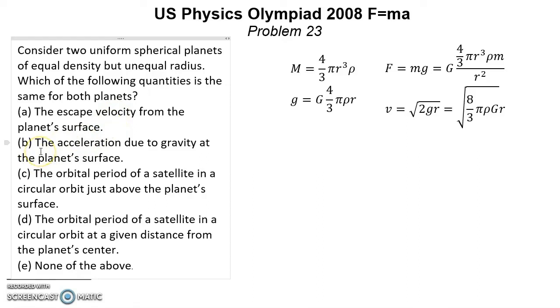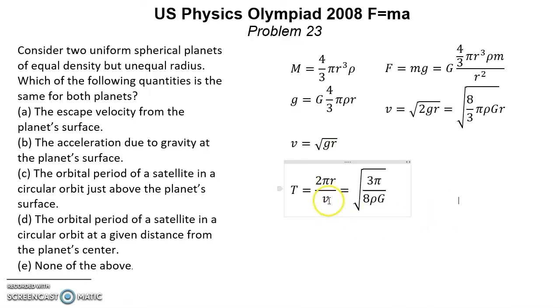Part B, the acceleration due to gravity at the planet's surface. We see that this is not true again, because this acceleration is proportional to radius. Let's check part C, the orbital period of a satellite in a circular orbit just above the planet's surface. We know that orbital speed right above the surface we can calculate using this formula. And the period we can find, that's distance over speed, 2 pi r over speed.